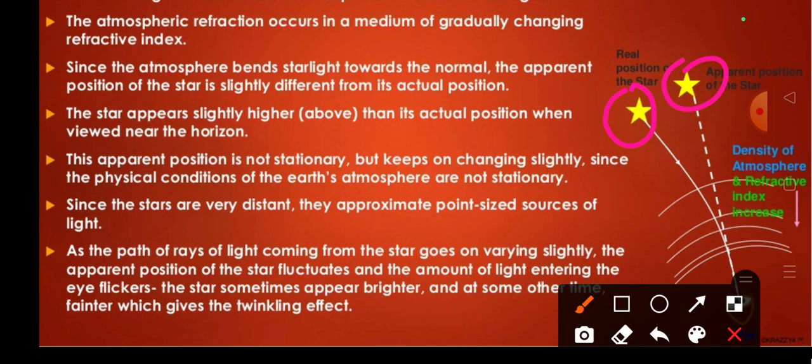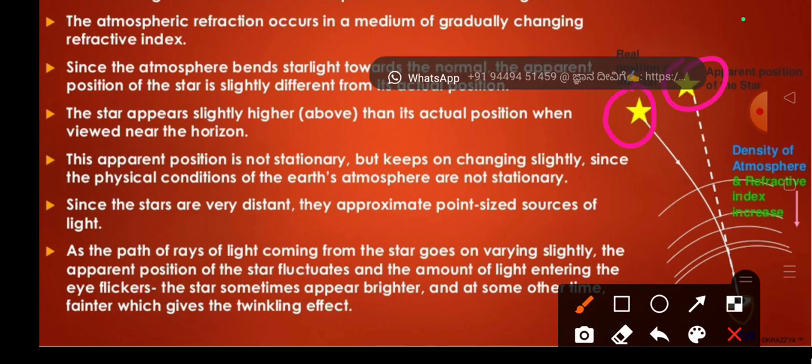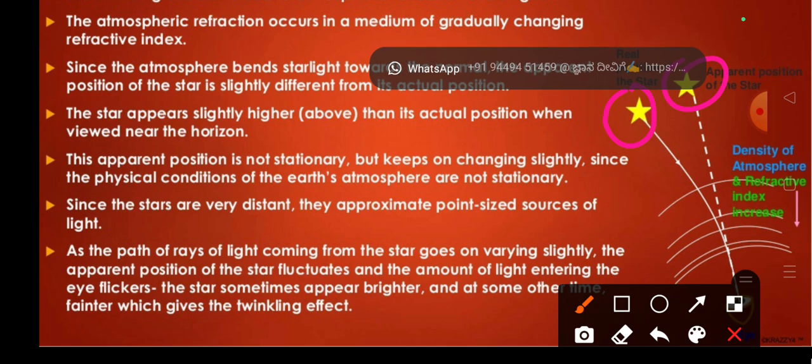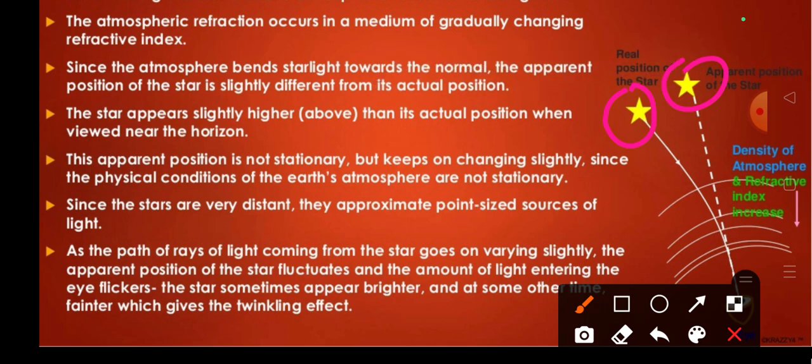Whatever light we see today from stars, that light was not produced today; it was produced lakhs of years before. Today whatever we see the light from a star, that light was not created today, it was created several years back. Keep these things in mind. And they look like a point.